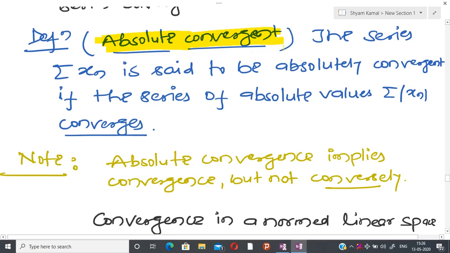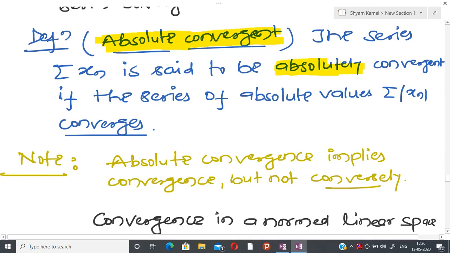So the series: each term of xn is called a sequence, and whenever we are making a summation, then we are talking in terms of a series, that is, we form a series. So that is the difference between sequence and series. So it is said to be absolutely convergent.